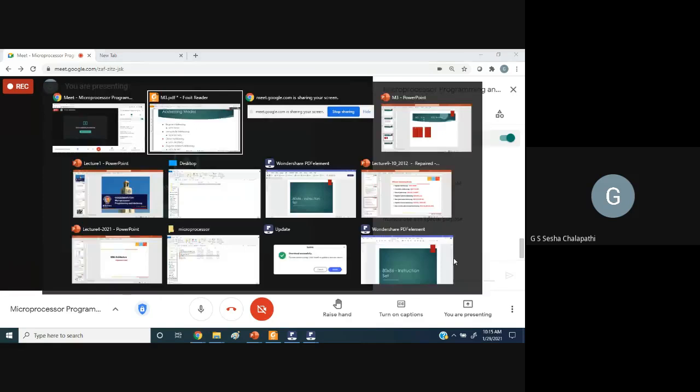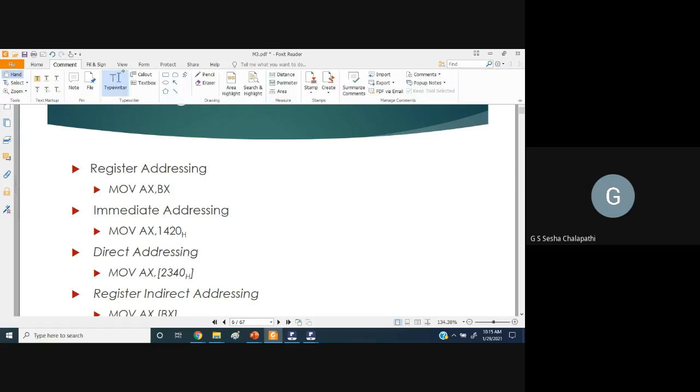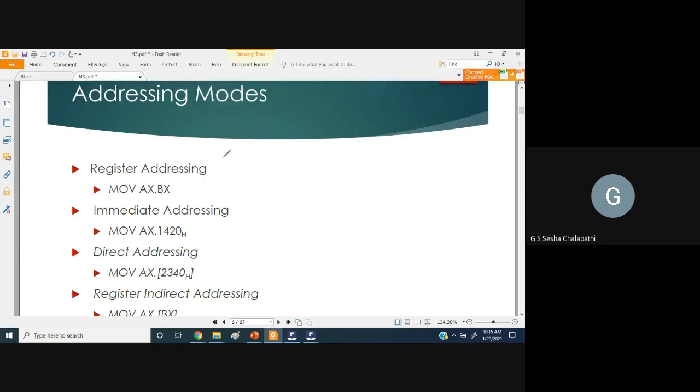The registers in the register addressing mode can be either the general purpose, multi-purpose registers like AX, BX, CX, DX, or also BP, SI, DI and so on. Both are possible. Whenever you operate only on registers, it is called the register addressing mode.